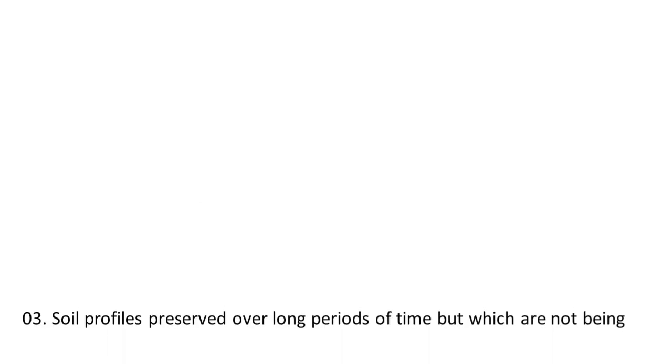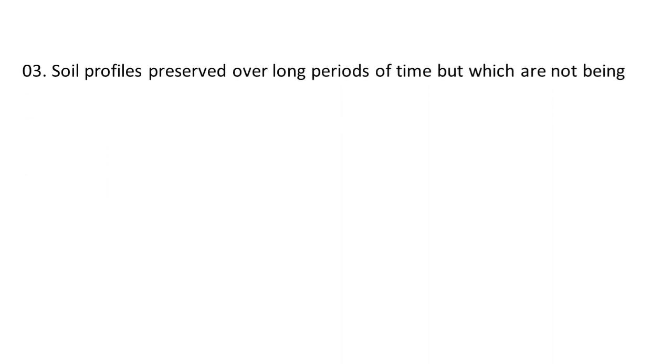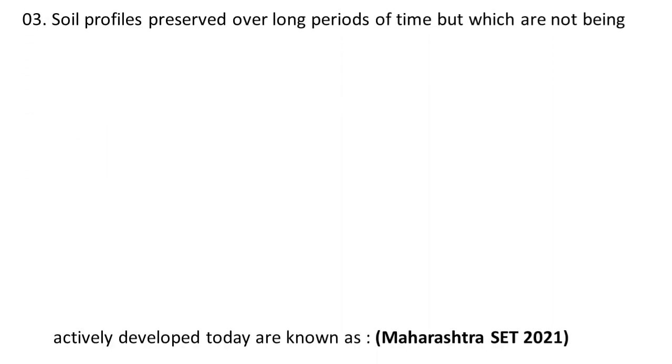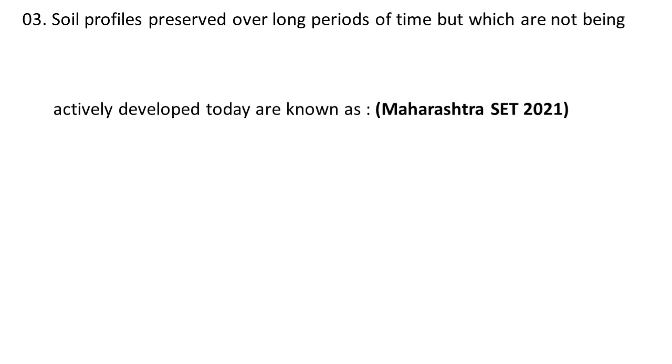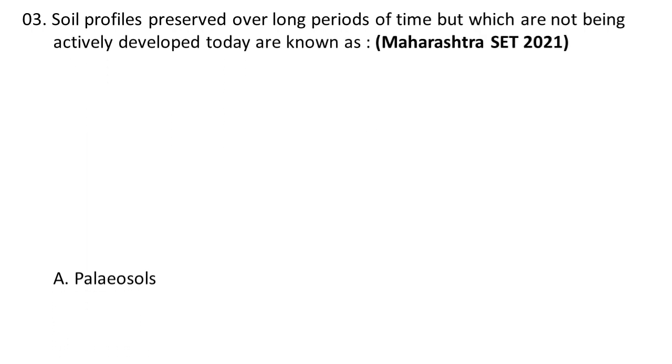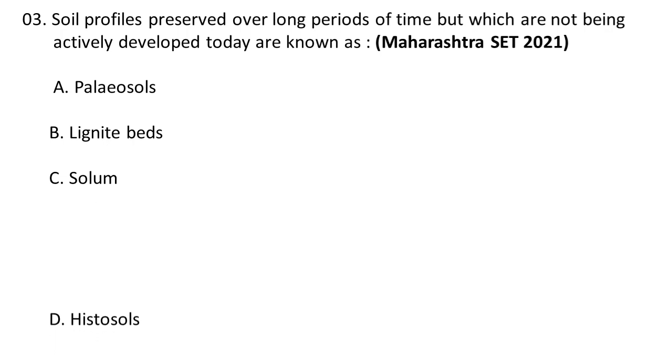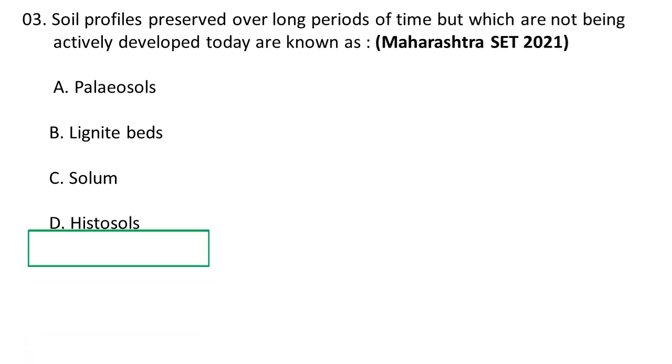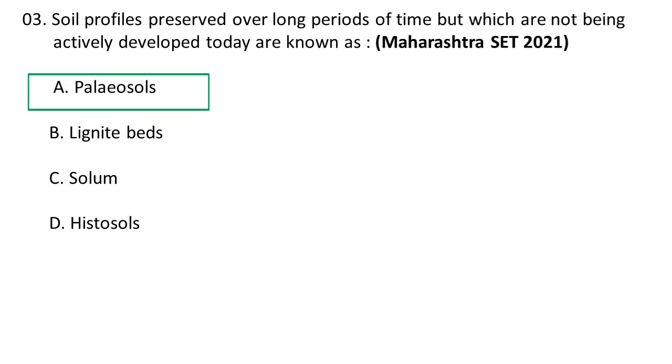Next question. Soil profiles preserved over long periods of time but which are not being actively developed today are known as. The choices are A. Paleosols, B. Lignite beds, C. Solum, D. Histosols. The correct option is A. Paleosols. Paleosols are the ancient soils that are preserved over a long period of time and are not currently being actively developed. So that's why A is the correct option.